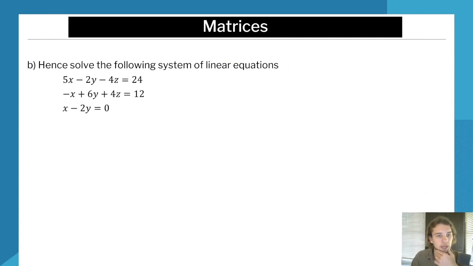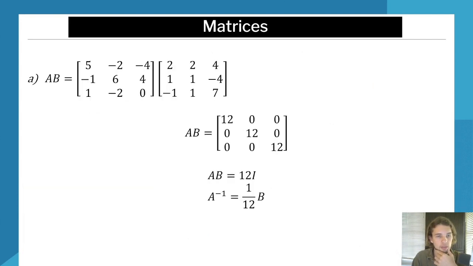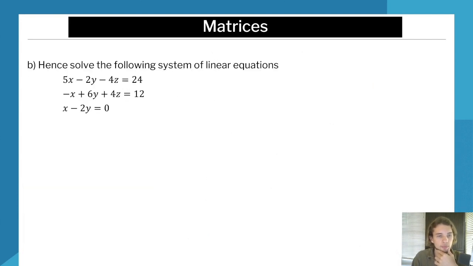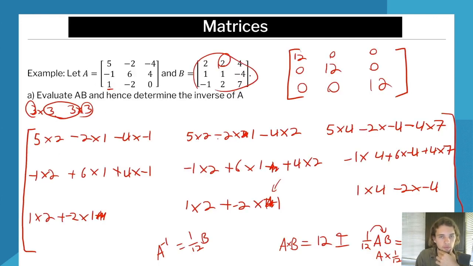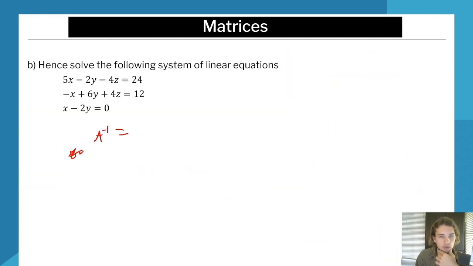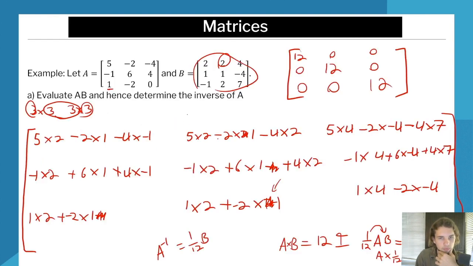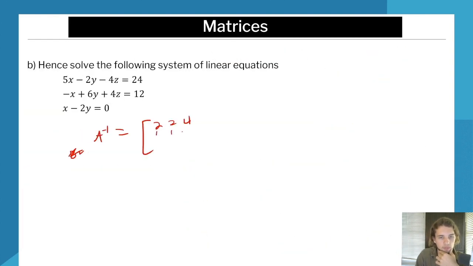So, hence solve the following system of simultaneous equations. So I can say, okay, B, my inverse of A, is equal to 1/12 times the matrix 2 2 4, 1 1 minus 4, minus 1 2 7. And that's all. I can't forget to put the 1 over 12 out the front there.